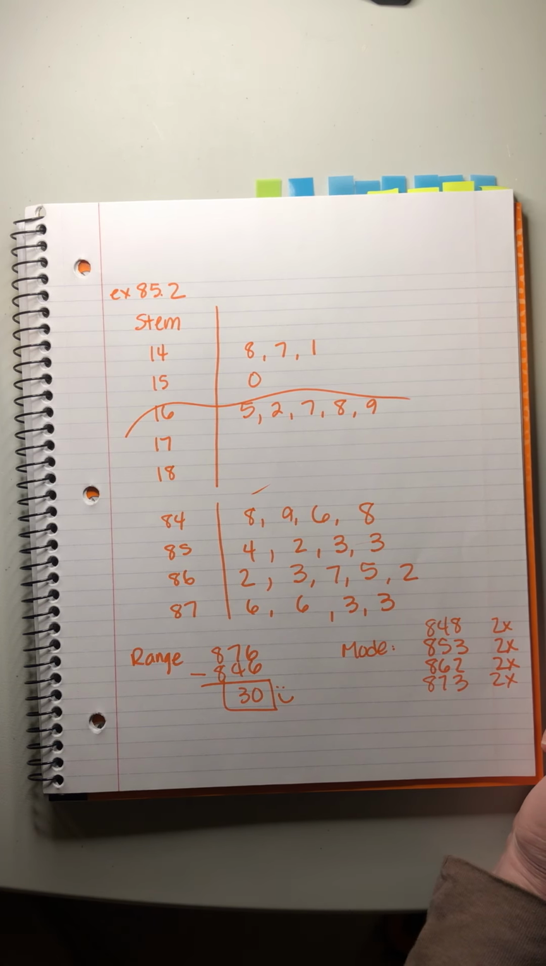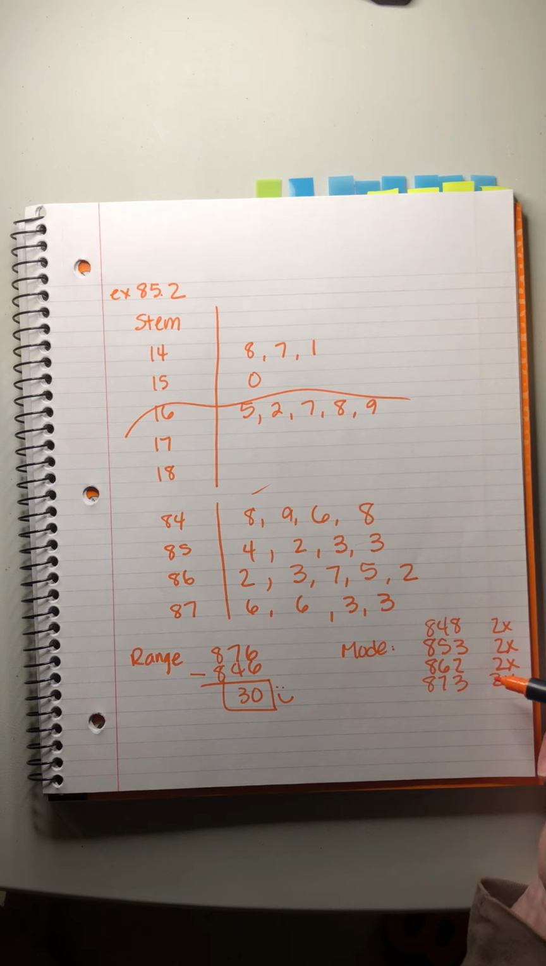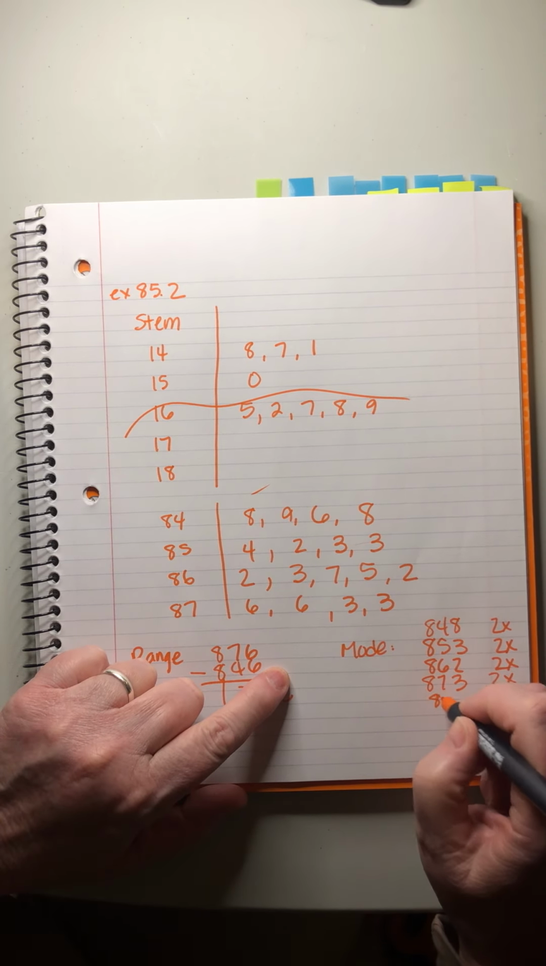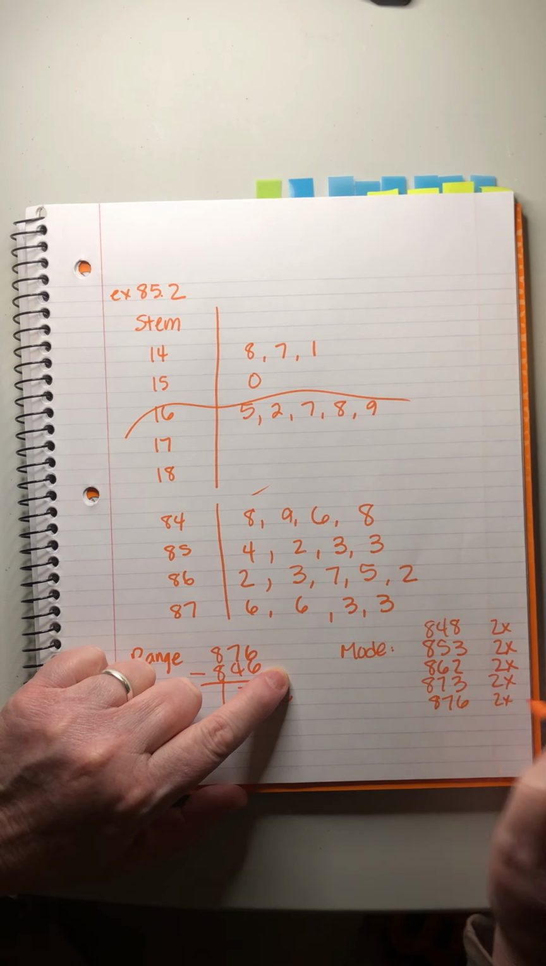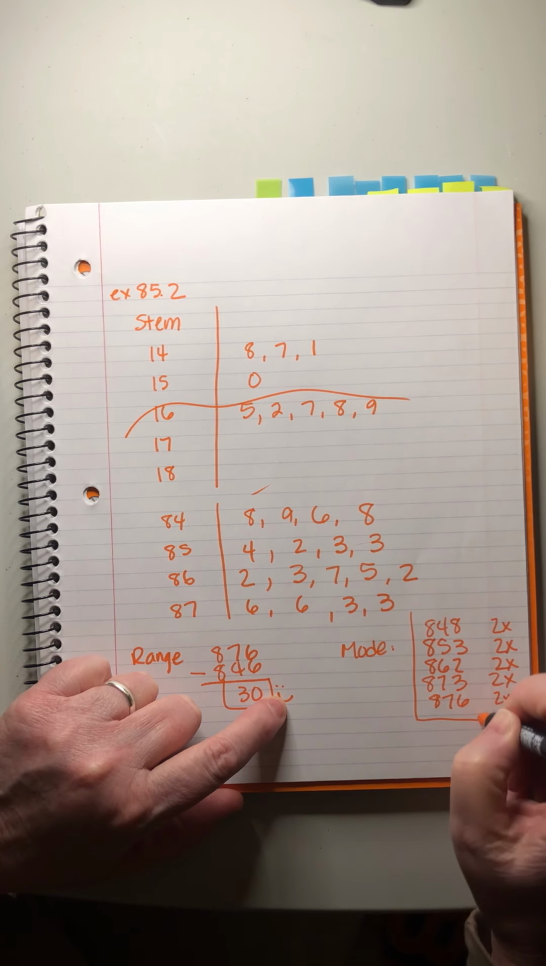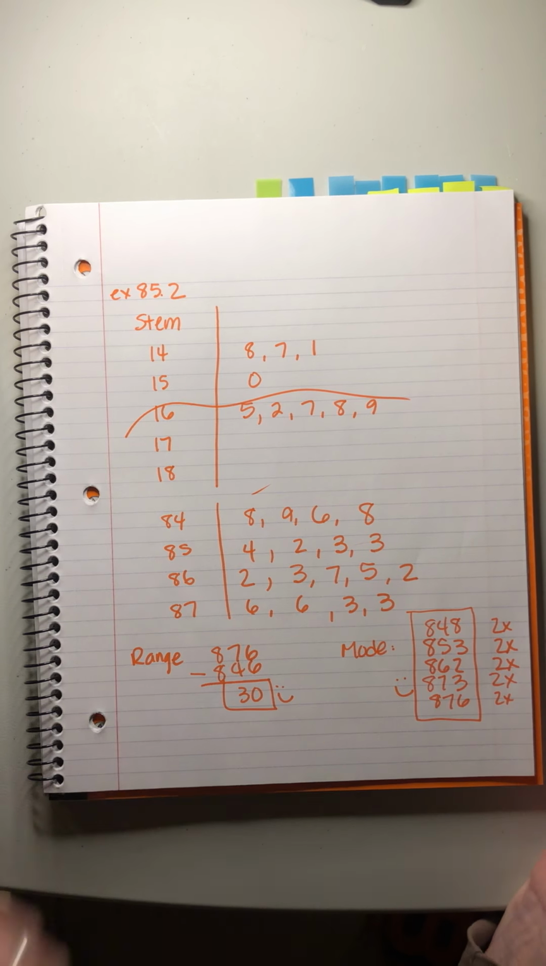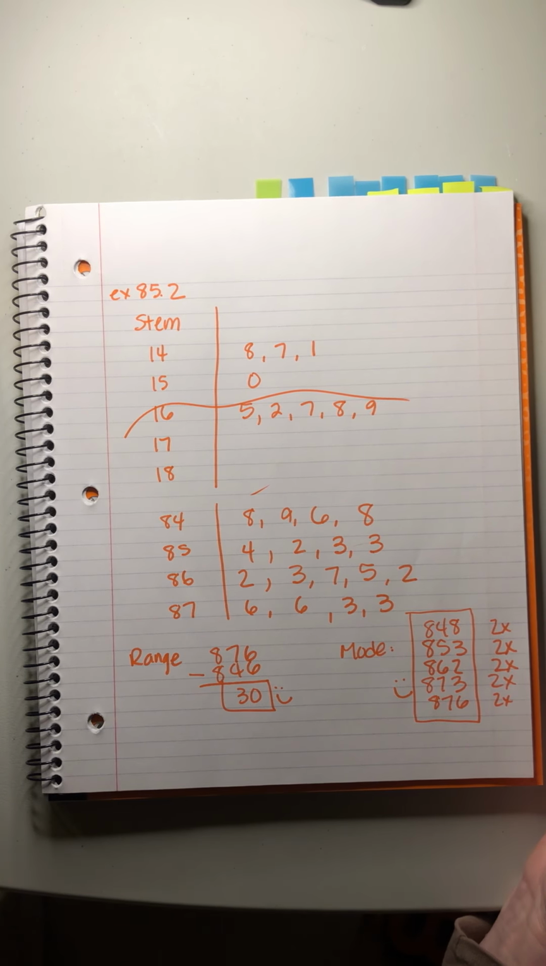So, oh wait, there's 848, 853, 862. Oh, I know what the last one is. This is also one, right? 876. 2 times. So, we have 5 modes in this data set. What? That's a lot, right? It seems weird, but for what it's worth, there it is.